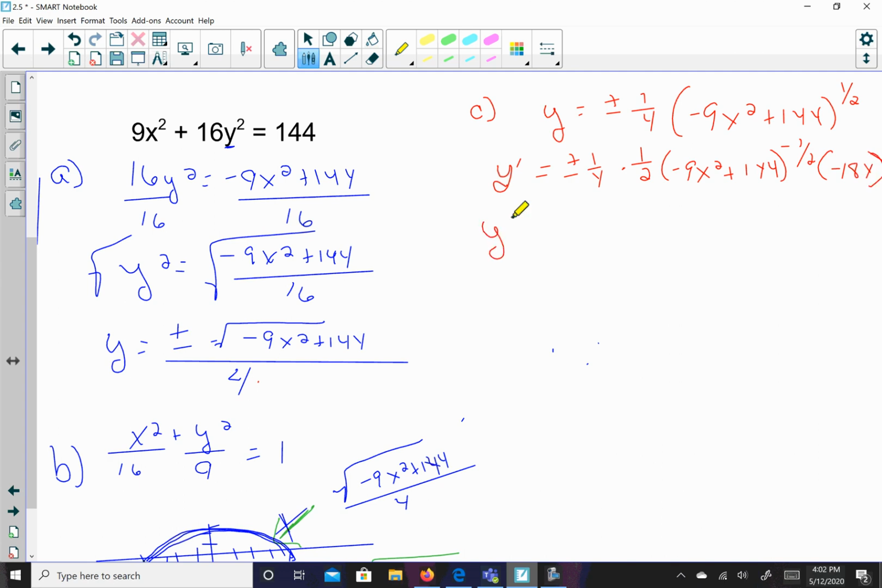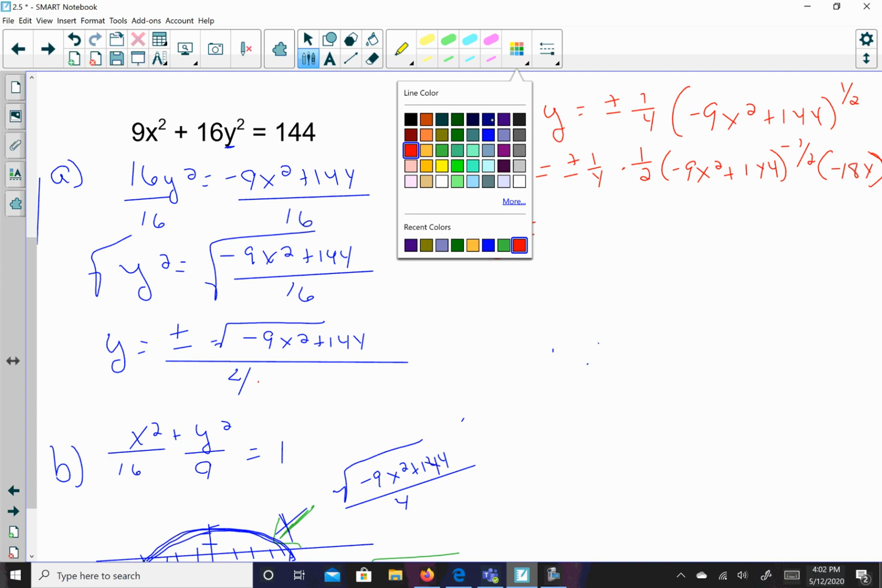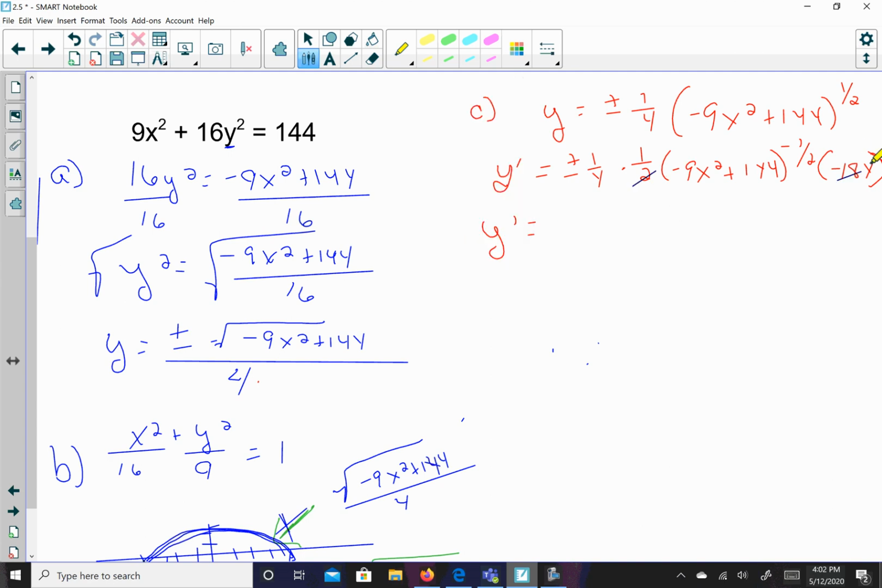So now when I multiply, do we agree that 2 and 18 will be 9? Yes. So I'm going to have this negative sign. When I multiply it by this plus or minus, it's just going to flip those signs. So I'm going to write minus plus. Still the same thing, really doesn't matter. The 9x will go in the numerator. The 4 will still stay in the denominator. And then this, since it's to the negative 1/2 power, this negative 9x squared plus 144, the square root will go in the denominator. So that's the derivative when I do it explicitly.